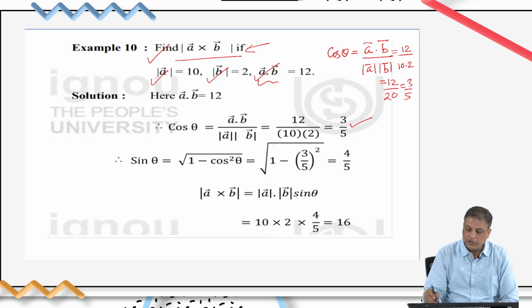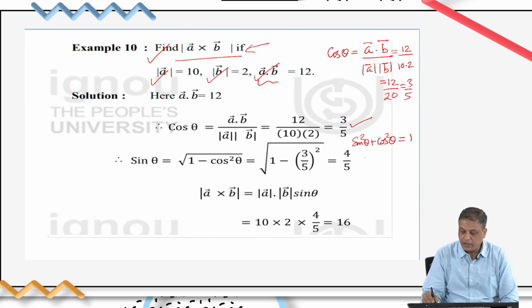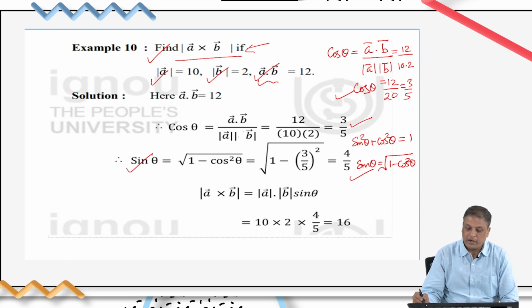Now, we know that sin squared theta plus cos squared theta is equal to 1, and rearranging this identity you can say that sin theta is equal to the square root of 1 minus cos squared theta. We already determined cos theta, so substituting the value, you get the square root of 1 minus (3 by 5) whole squared, and this solves to 4 by 5.